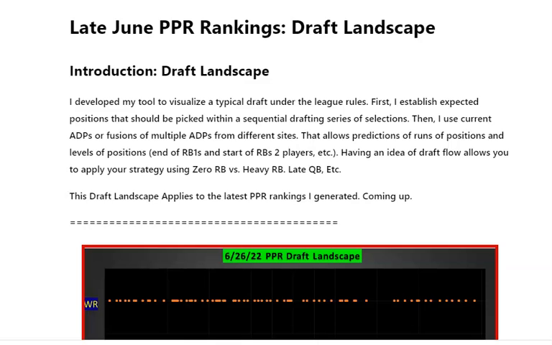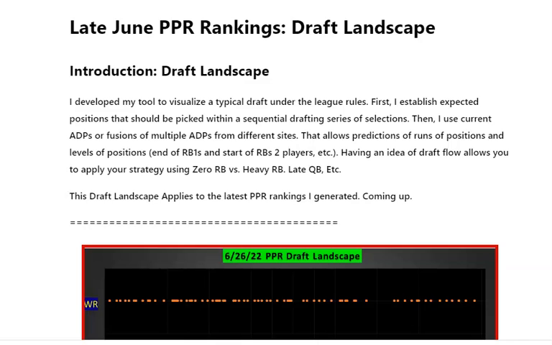At this time in late June, things are still flexible, and clarity is not here yet. So anybody that claims they have clarity, it's not true. Nobody has clarity, right? So I'm just using it as a way to predict potential runs of positions, where these positions kind of break between tiers if you consider the first 12 running backs, wide receivers, the second 12, etc. And you get an idea about draft flow.